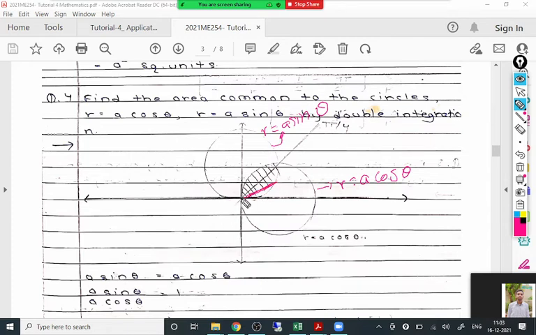And you'll observe the lower end of the strip touches r equal to 0. The upper end of the strip is moving on this circle. What is the equation of this circle? That is r equal to a sin theta. That is the upper end that is varying here. So that's the limit for r.